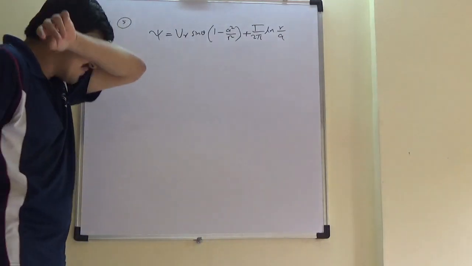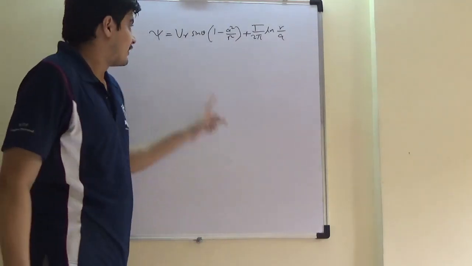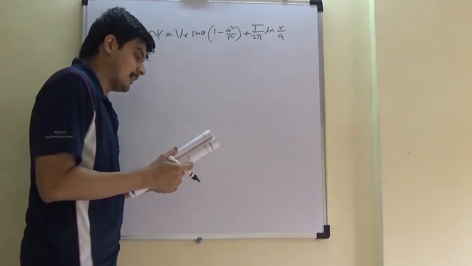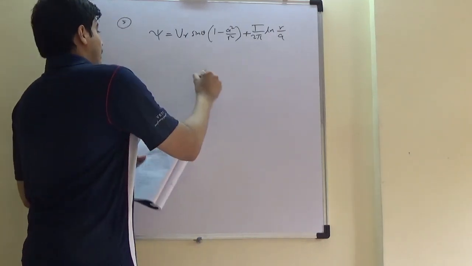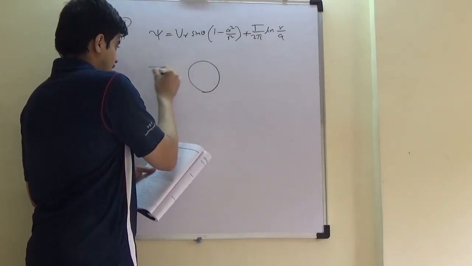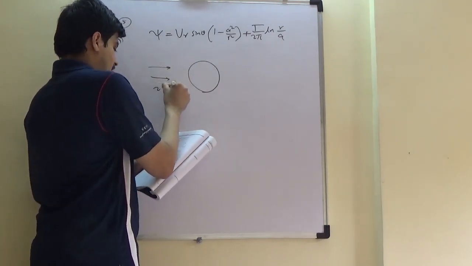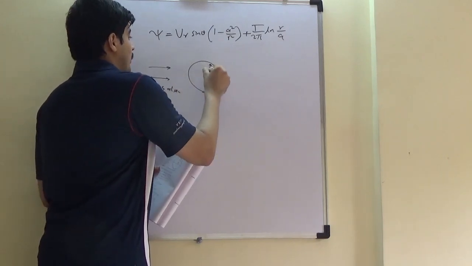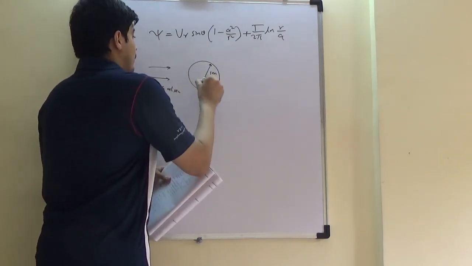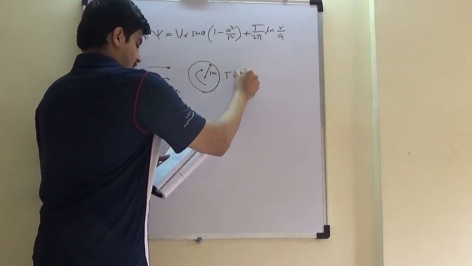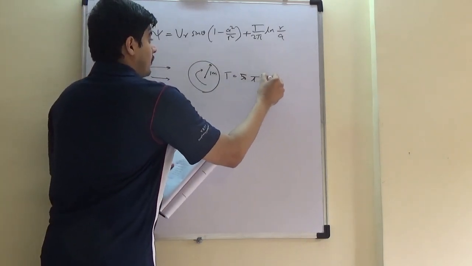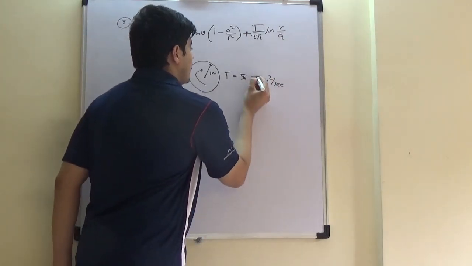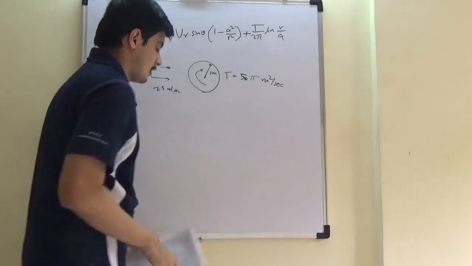Does this recall something? Yes. This is a cylindrical flow with circulation at the center, a rotating cylinder. We have been provided that U is 25 meter per second, radius is 1 meter, and circulation tau is 50 pi meter square per second. So tau is 50 pi. They have made our life easy by providing such a number.